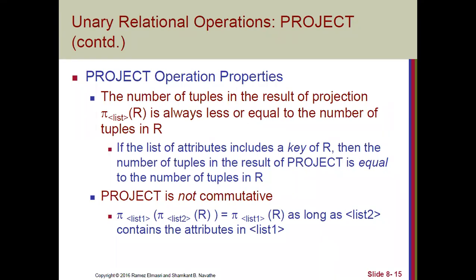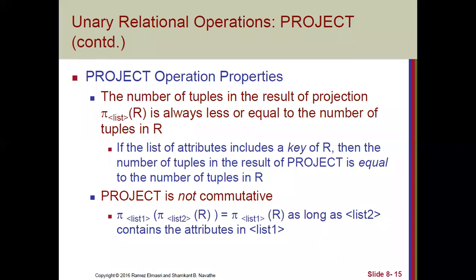If the list of attributes includes the key of R, then the number of tuples in the result of project is equal to the number of tuples in R. So if, let's suppose, you want to retrieve some values from a particular relation and you refer to the key attributes, you will obviously get all those tuples which are defined in the actual relation. But remember one thing: select holds the commutative property but project does not hold the commutative property.